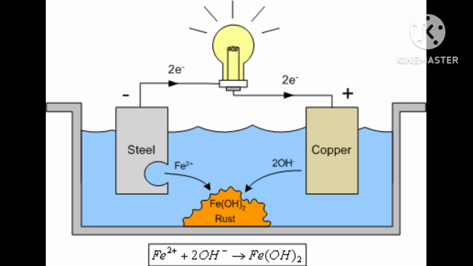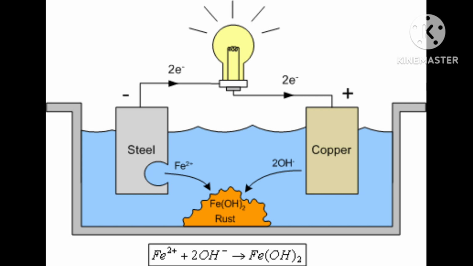Oxidation potential is plus 0.44 volt. Oxidation potential means Fe is converting into Fe2+. But in terms of reduction, you write Fe2+ to Fe, then the sign will change, so it is minus 0.44 volt in terms of reduction.